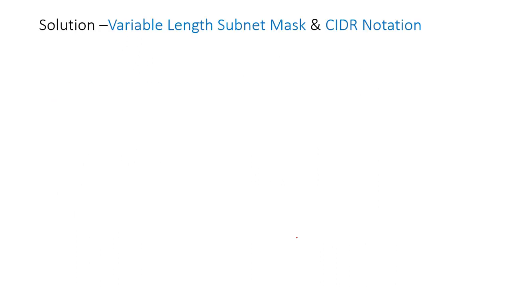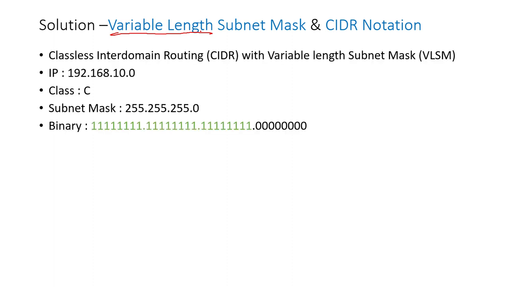Now, what is variable length subnet masking? As you might have guessed from the words variable length, we don't have a fixed length. In classful subnetting, we have fixed length based on different categories, like A, B, and C. But here, we can change the length of the subnet mask. So what is CIDR? CIDR is a notation, and its abbreviation is classless interdomain routing.